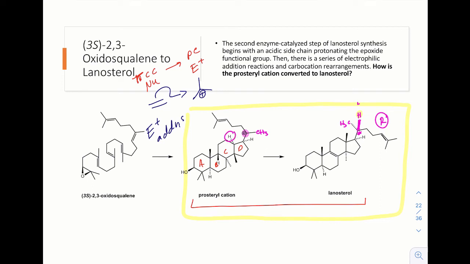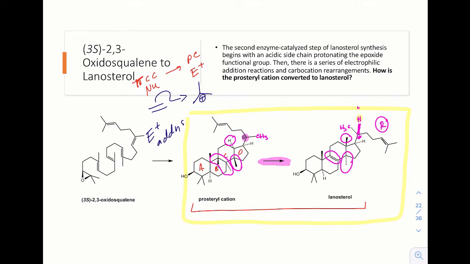This hydrogen is now suddenly a methyl group. That looks like magic, but it's not. All right, in lanosterol, there was a methyl down, and in the prosteryl cation, there is a methyl up. In lanosterol, there is an alkene where there is a methyl group and a hydrogen on these 2 carbons at the BC junction. So there are many differences between the prosteryl cation and lanosterol.